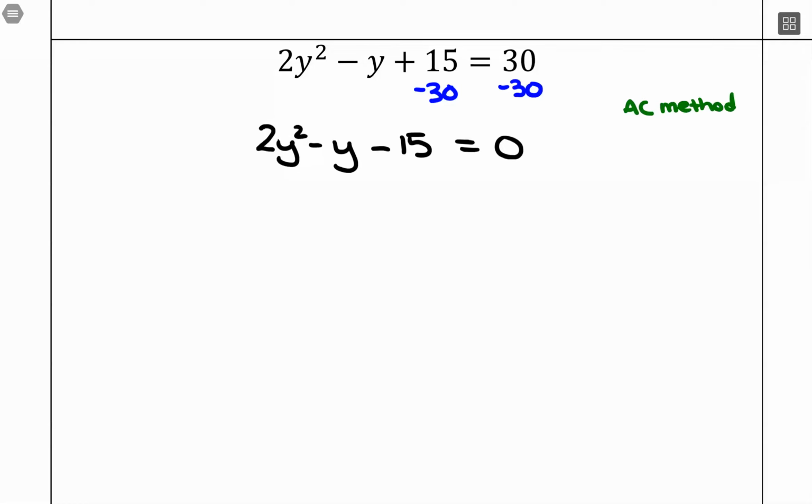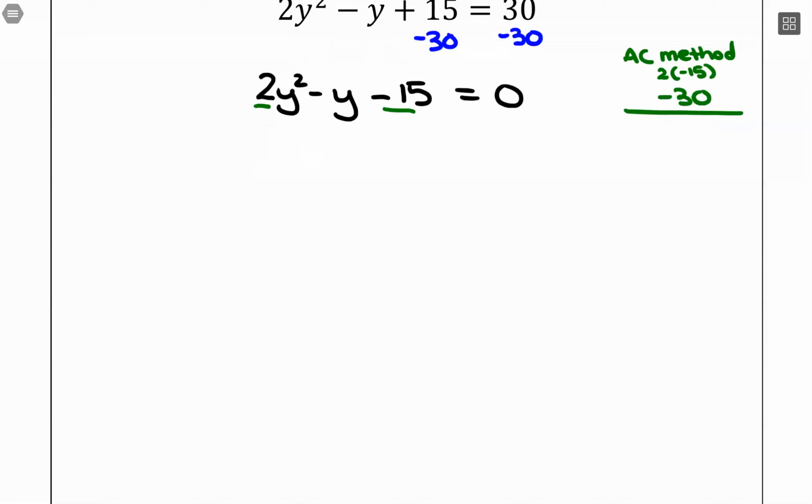So the AC method takes our value for A, takes our value for C, and multiplies them together. So it's 2 times negative 15, which is negative 30. So I want to look at the factors of negative 30. Let's go ahead and write them all out. I know it's exhaustive, but just to really show this method, since we haven't gone over it in a while.